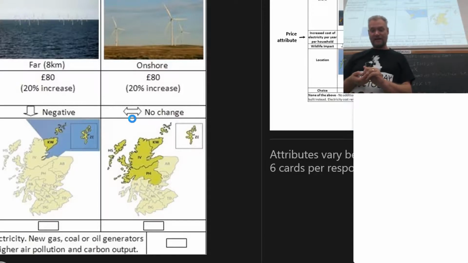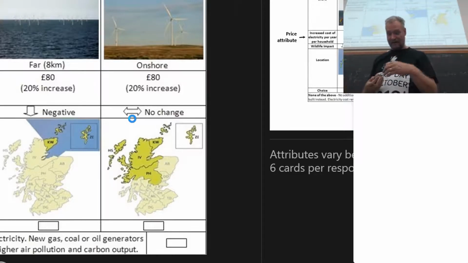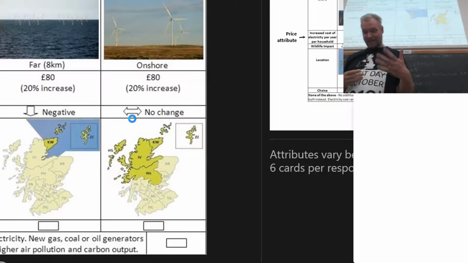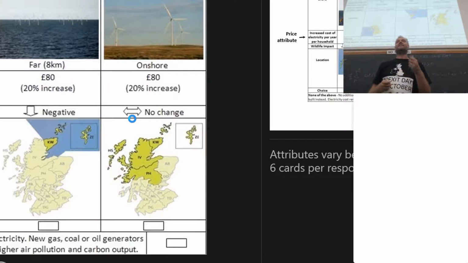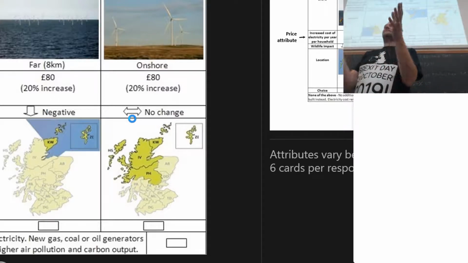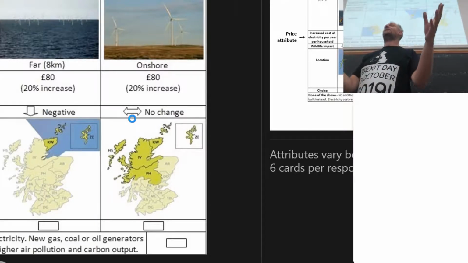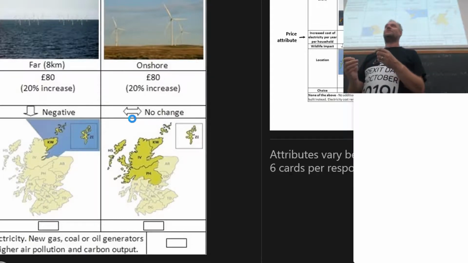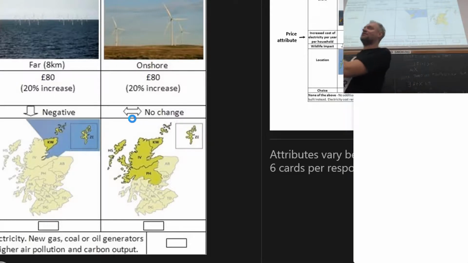4 different attributes here, right? Distance from shore, the price, the wildlife impact, and the location. So all of these have different levels. You can't be asking people 100 questions, right? So you're going to ask everybody in your sample 4 or 5 of these, and then different parts of your sample you're going to ask different combinations, right? So that's what you really do, and that's where your statistical power comes from.